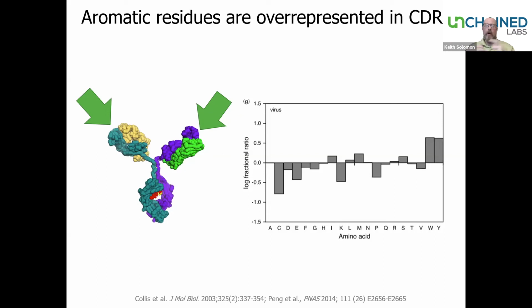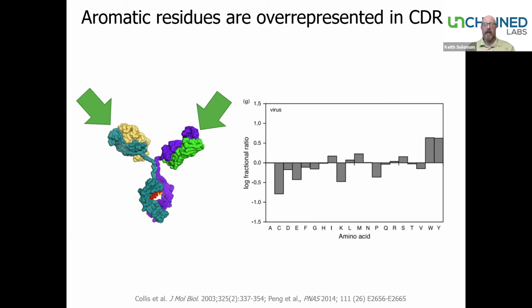So if you look at the CDRs of antibodies and look at the amino acids that are represented there, we notice that there's an overrepresentation of both tryptophans and tyrosines. We know the frequency that amino acids occur in proteins in general, specifically of tryptophans and tyrosines, and we know that in the CDRs, these are overrepresented versus how much representation they have in general protein structure.